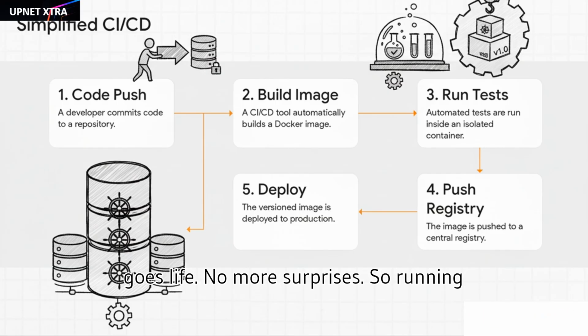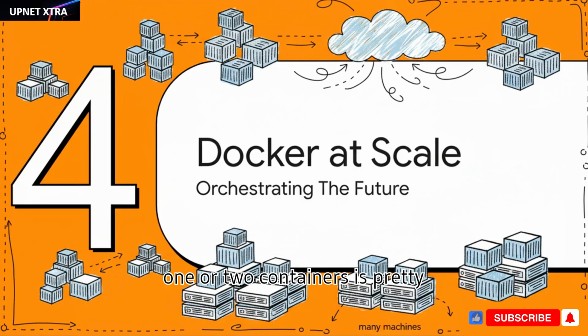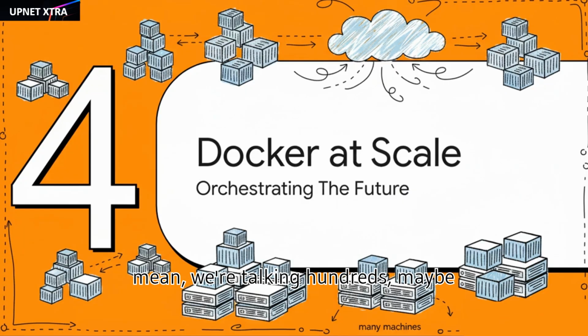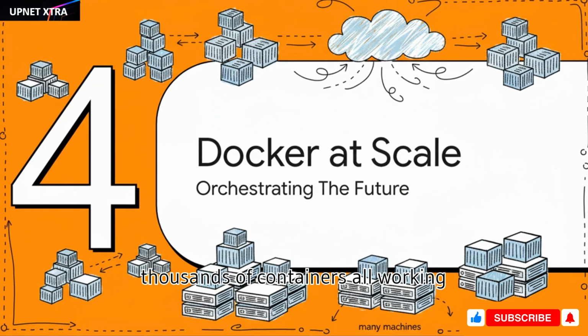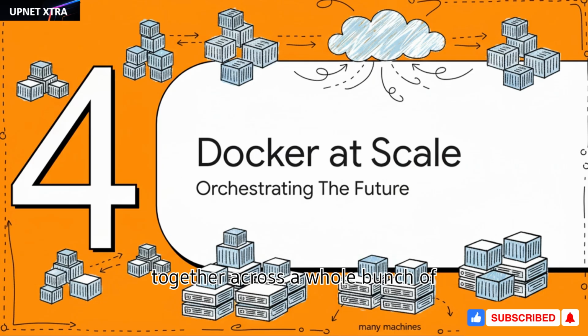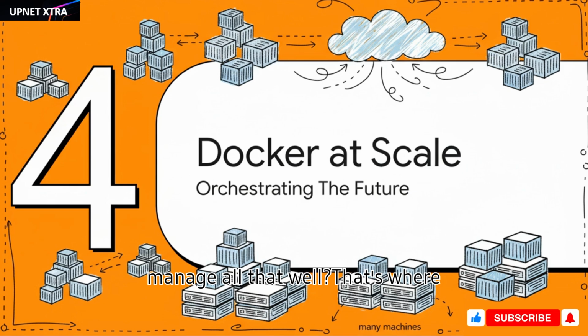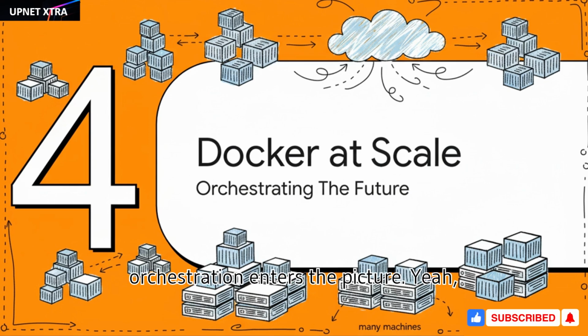No more surprises. So, running one or two containers is pretty straightforward. But what happens when you're running a massive application? I mean, we're talking hundreds, maybe thousands of containers all working together across a whole bunch of different machines. How on earth do you manage all that? Well, that's where orchestration enters the picture.